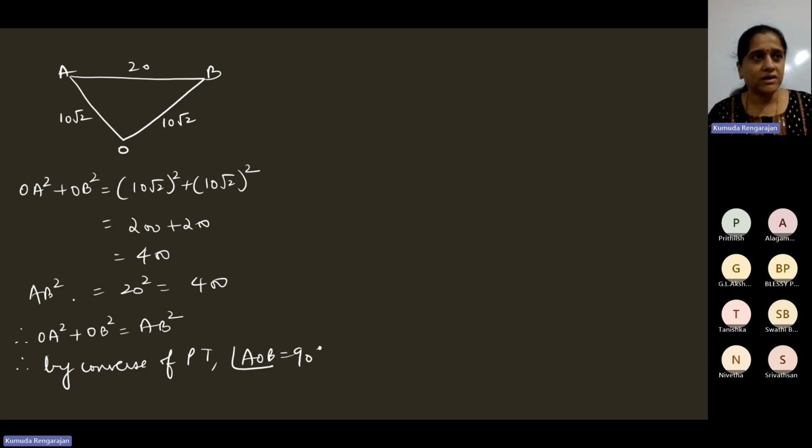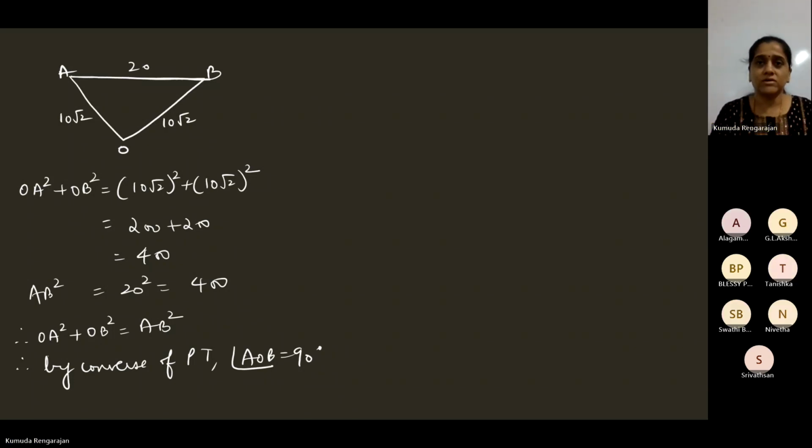In a triangle, if the sum of the squares of any two sides is equal to the square of the third side, then the angle opposite of the third side is a right angle. So here the longest side is 20. The angle opposite to 20, that is angle AOB, is equal to 90 degrees. See, first we identified the longest side, 20. We kept that separately. We found the sum of the squares of the other two sides, 400. The square of the longest side, 20, is 400.